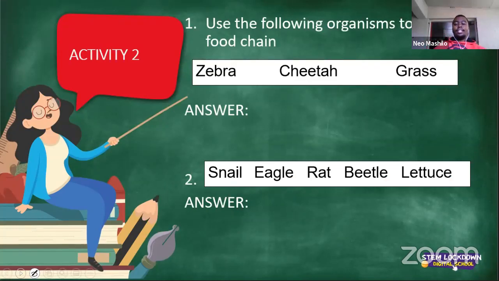Now, quick activity again. Please use arrows this time again. Use arrows. Question number 1. Use the following organisms to draw a food chain. Number 1, a zebra, a cheetah, grass. Quickly, food chains, please. Draw your food chains.